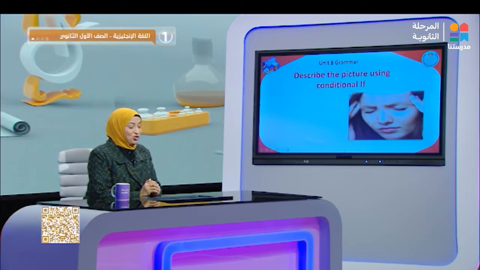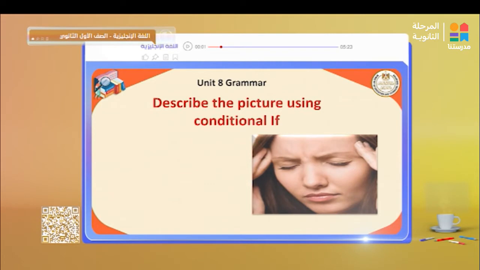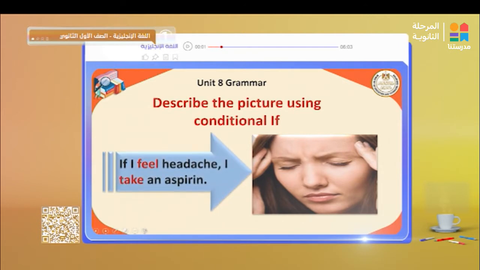What about this picture? What's wrong with this young lady? She's having headache. What do you do when you have headache? Can you tell me what you do when you have headache? If I feel headache, I take an aspirin. This is my habit.